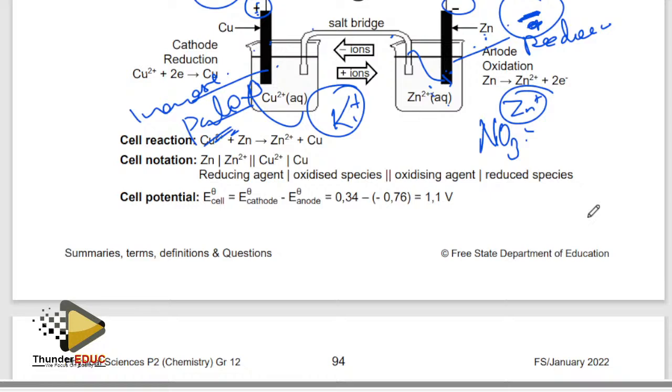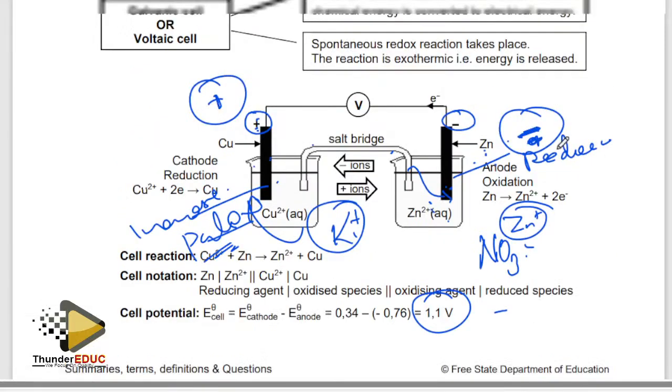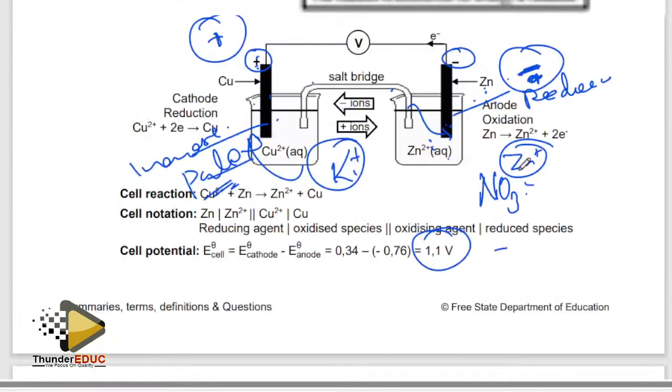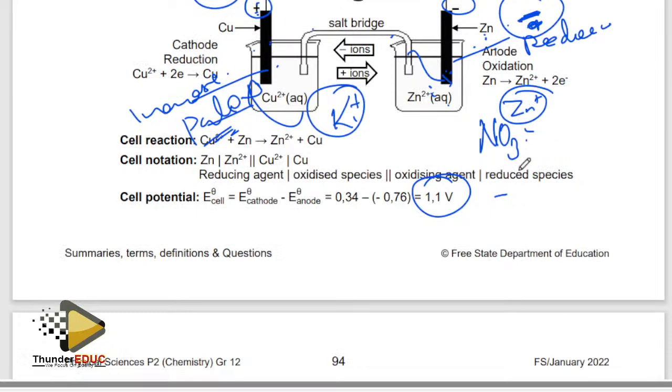Then number two, when you get a positive value, it means that the cell is spontaneous. It can continue on its own. When you get a negative value, it means that it is non-spontaneous. It cannot continue on its own. It will require an external battery for it to what? To continue. So basically, that is it.